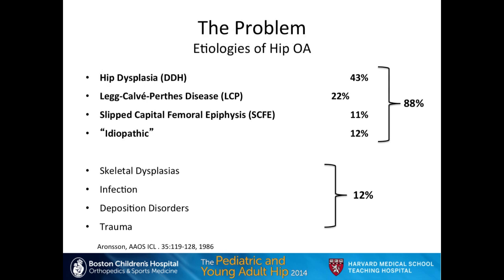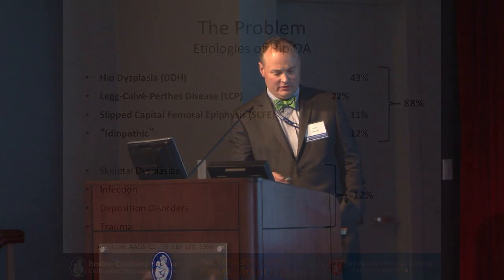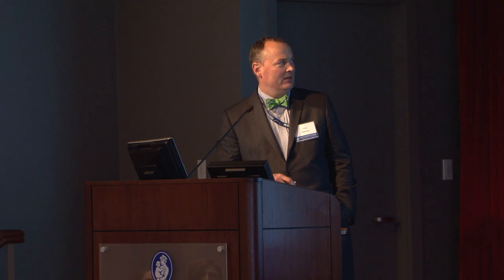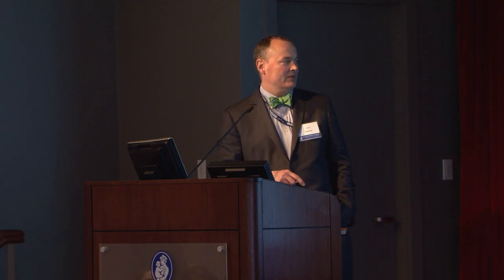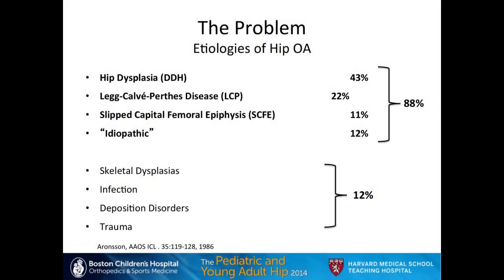Dr. Millis already mentioned this in one of his slides. This is Jim Emerson's work, published back in '86, an instructional course lecture on this. I like this slide a lot because it helps me solidify in my mind how I think about common etiologies of hip articular problems. Again, just reviewing, you have hip dysplasia up here, our number one variety. Then he also talked about Legg-Calvé-Perthes disease, SCFE and idiopathic. Then you have this whole other group down here accounting for about 10-12%.